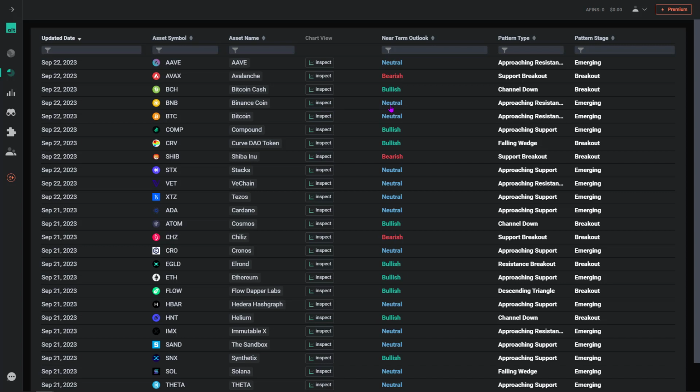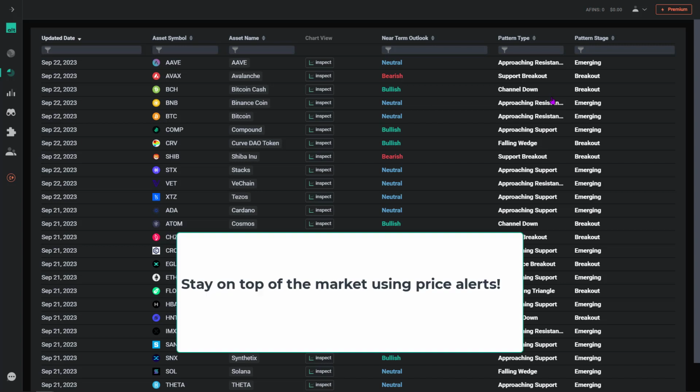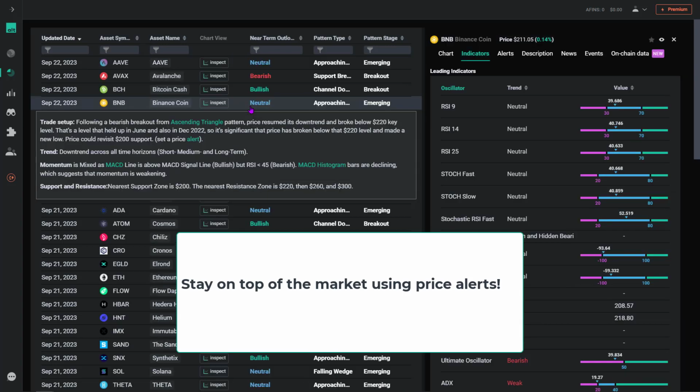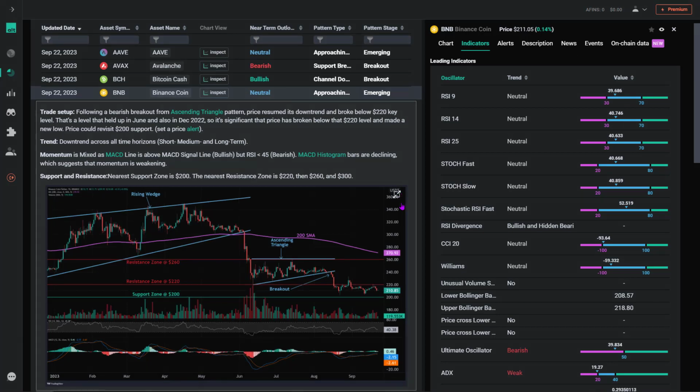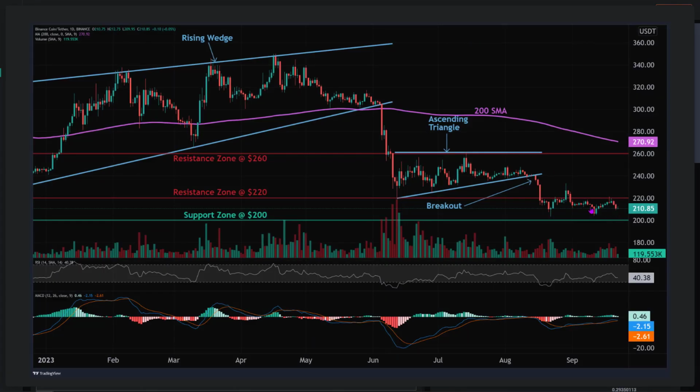So I would leverage the platform to set up some price alerts. For example, approaching resistance, Binance Coin. All right, let's take a look. Okay, so this one's clearly in a downtrend. It's trying to push above the $220. It's been rejected a couple of times, but when it does break above, it could signal a potential trend reversal.